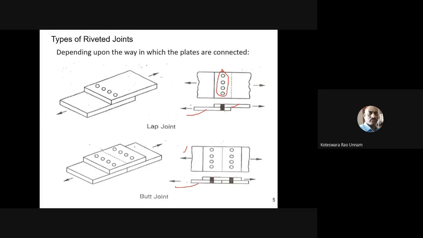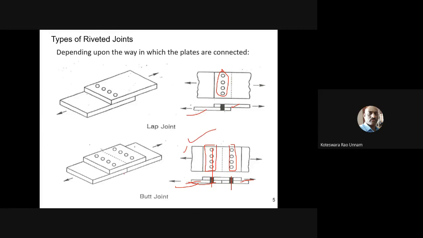See here, for the left side plate you have only one row, and for the right side plate also you have only one row. So that means there is only one row for each plate connected by the joint. That's why we'll call it a single row butt joint, not double row. Even though you can see two rows in the diagram, each row corresponds to only a single plate. The left row corresponds to the left plate and the right row corresponds to the right plate only. So even though there are two rows, we'll call it a single row butt joint only.